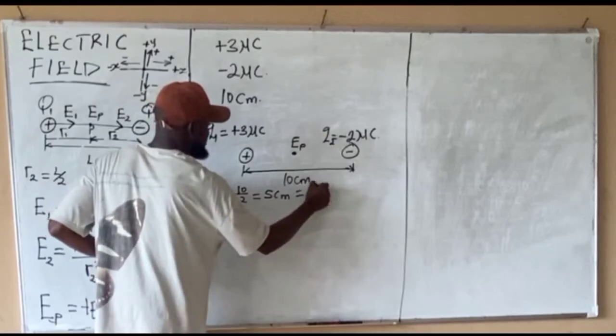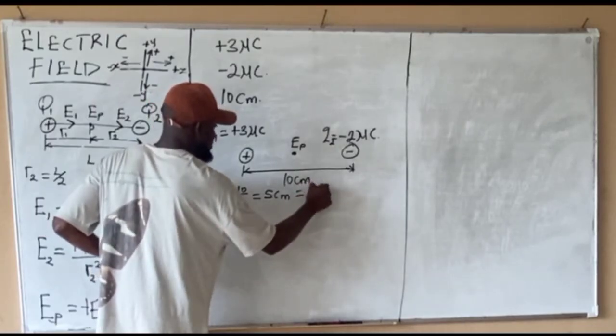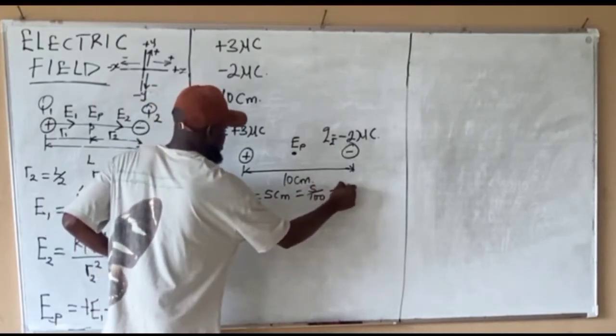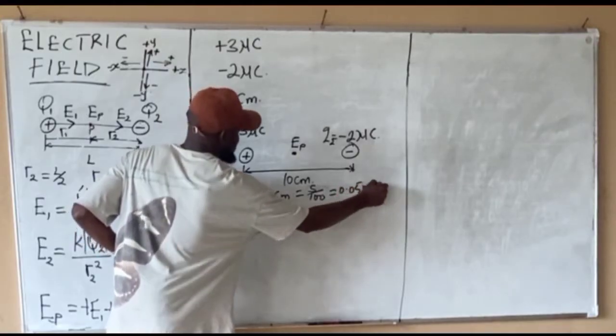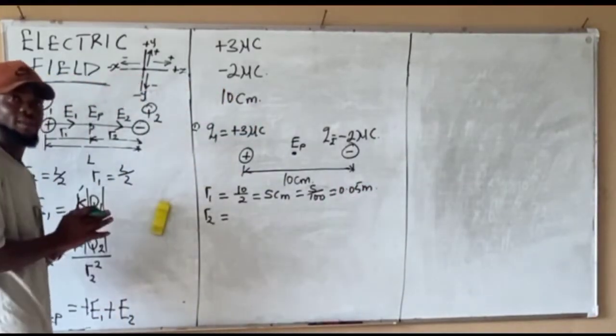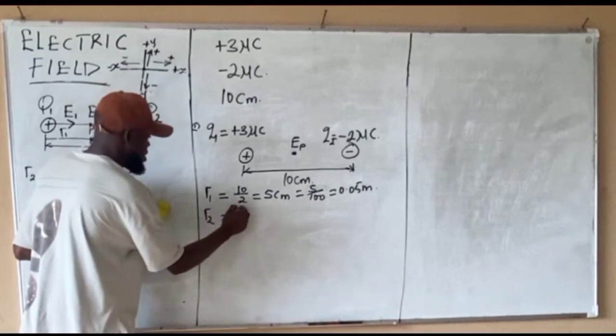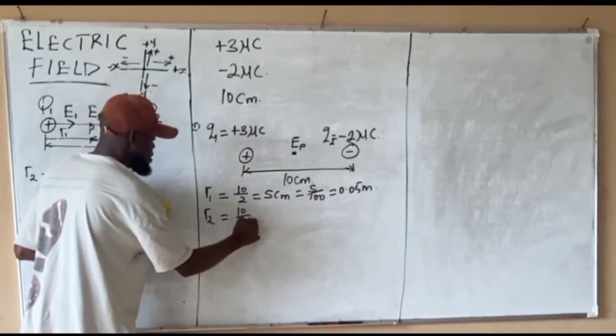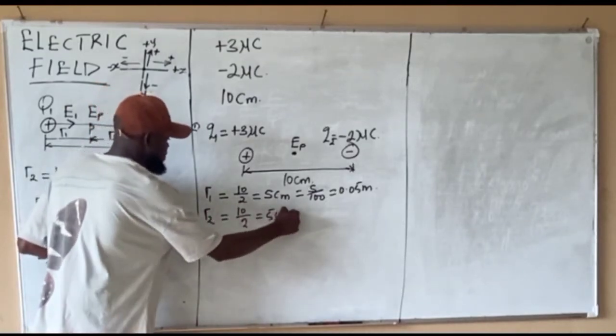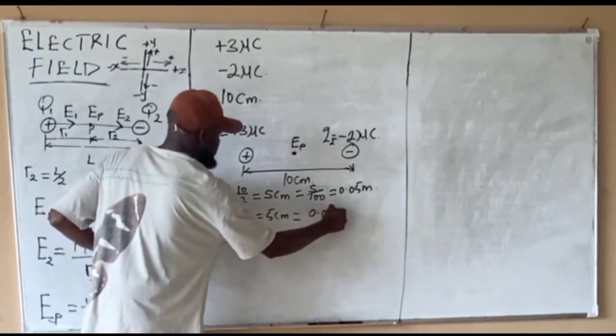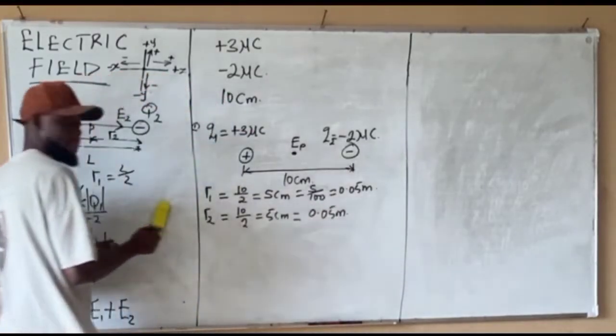This one is set as 5 over 100. When we convert it to meters, divided by 100, we'll have 0.05 meters. Then this other one will still be the same thing. Over 2, we're going to have 5 cm. So it has 0.05 meters.